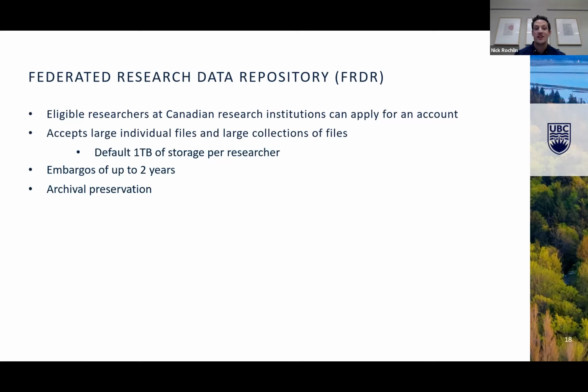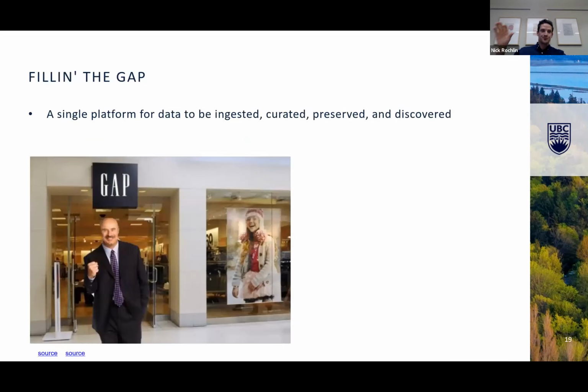It accepts large individual files and large collections of files. You get a default of 1 terabyte of storage per researcher. So earlier when I was talking about Borealis as our institutional repository, it's a great option, but we've been talking about ARC infrastructure all week, and oftentimes the data is too big to transfer into Borealis. And so this is really why FRDR is a great option and the gap that it's aiming to fill. It also offers the same type of embargoes that Borealis has, up to 2 years, as well as archival preservation.